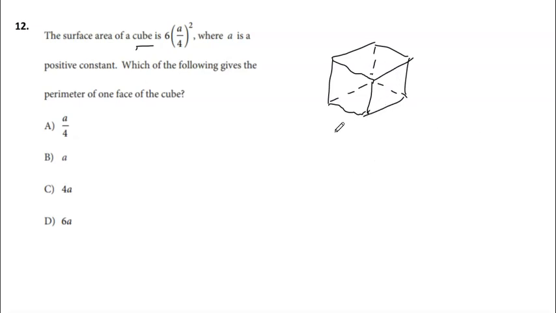So here it says the surface area. It means the surfaces. We found the areas, right? And since there are 6 of them, we have 6 times something, right? And here we've been given a over 4 squared. So that tells us that the surface area for each of the squares here is what?